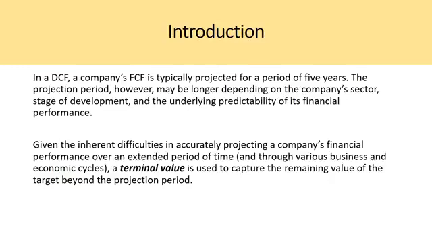In a DCF, a company's free cash flow is typically projected for a period of 5 years. We'll talk about why, and we'll talk about when that changes. The projection period, however, may be longer depending on the company's sector, stage of development, and the underlying predictability of its financial performance. Given the inherent difficulties in accurately projecting a company's financial performance over an extended period of time, a terminal value is used to capture the remaining value of the target beyond the projection period. As well, we're going to be debating the importance of the terminal value and why you really need to make sure that your terminal value is correct, because two-thirds of the overall valuation of the DCF model originates from the terminal value, not the explicit forecast period.